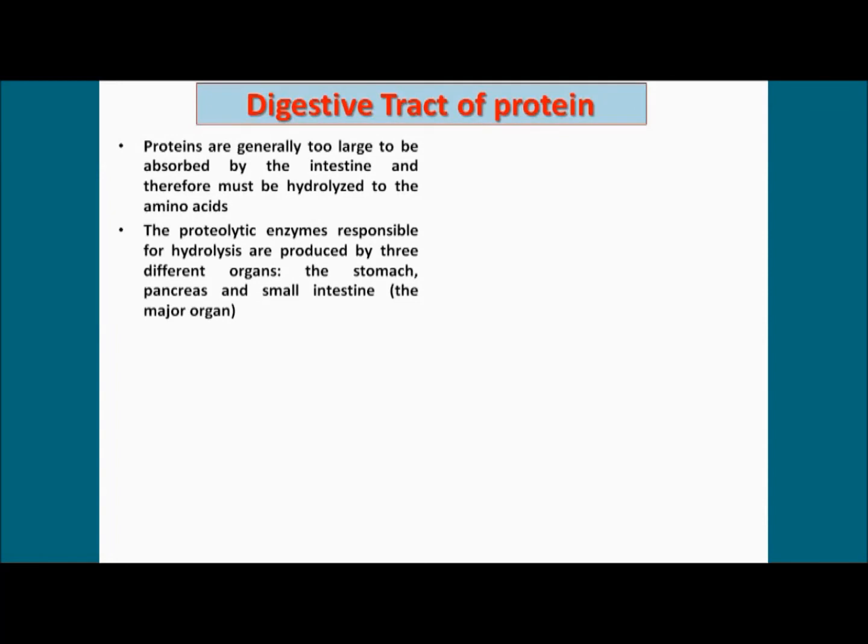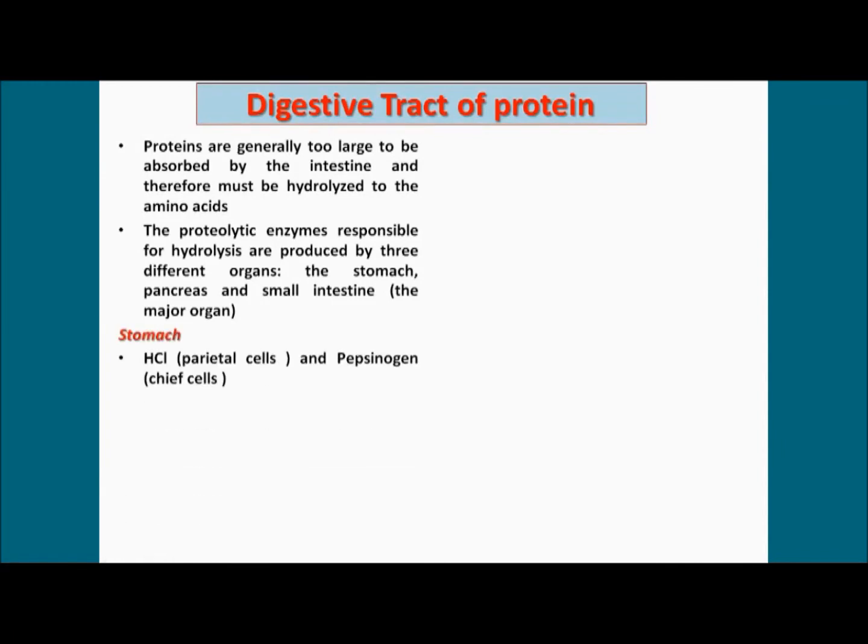Next, the proteolytic enzymes responsible for the hydrolysis are produced by three different organs. So what are the organs which are contributing to the digestion of the protein? These are the stomach, the pancreas, and the small intestine, right? The small intestine acts as a major organ for the digestion of protein into amino acids. Now the stomach, we have already discussed.